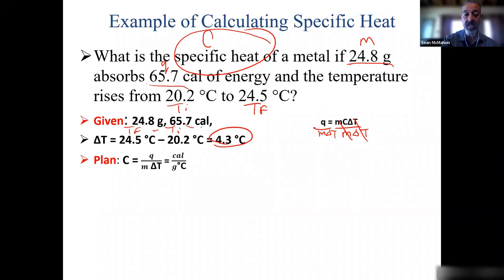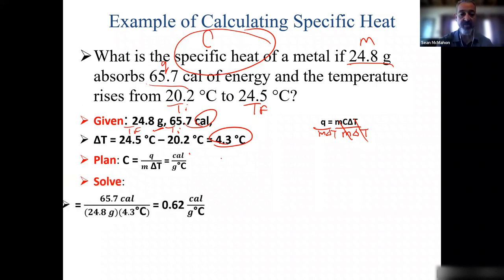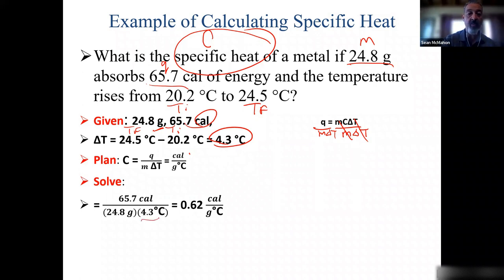The Q, the heat, is in calories. I have grams here, and I have delta T in degrees Celsius, so now I can plug that in. To solve, the 65.7 calories of heat divided by the 24.8 grams of the metal times the change in temperature, 4.3 degrees Celsius, gives a specific heat of 0.62 calories per gram degree Celsius.